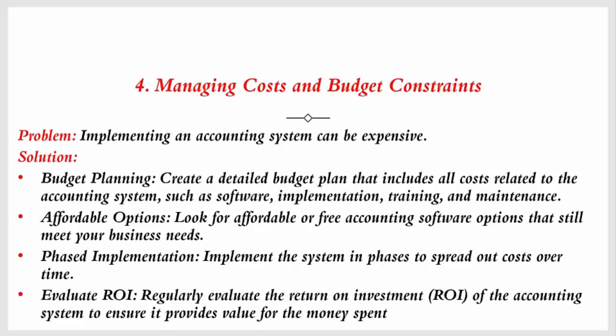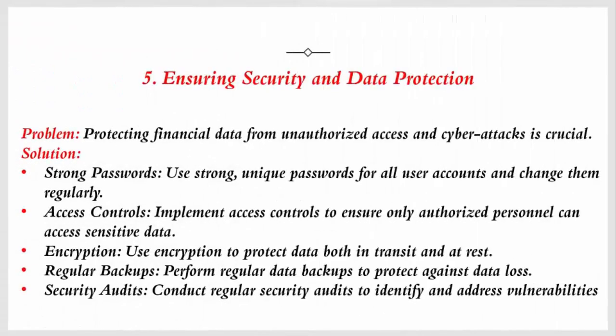Solution: budget planning. Create a detailed budget plan that includes all costs related to the accounting system, such as software, implementation, training, and maintenance. Affordable options. Look for affordable or free accounting software options that still meet your business needs. Phased implementation. Implement the system in phases to spread out costs over time. Evaluate ROI. Regularly evaluate the return on investment, ROI, of the accounting system to ensure it provides value for the money spent. 5. Ensuring security and data protection.